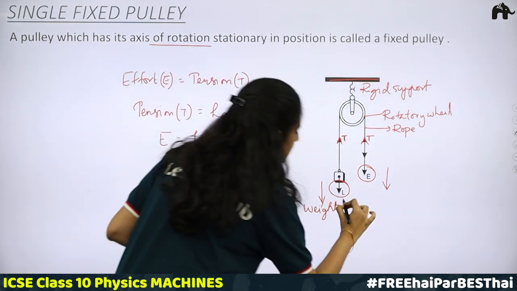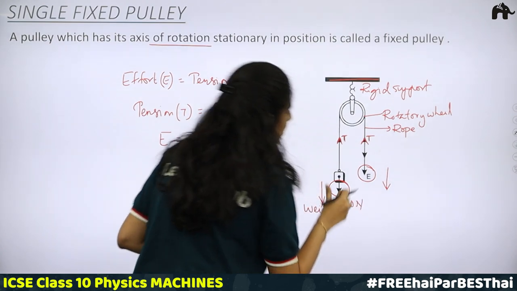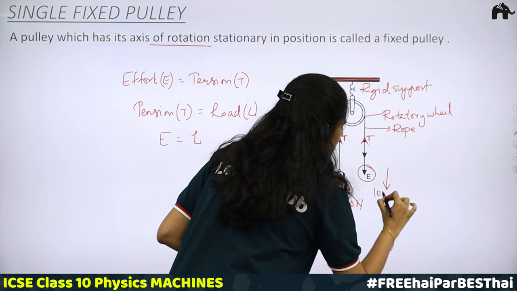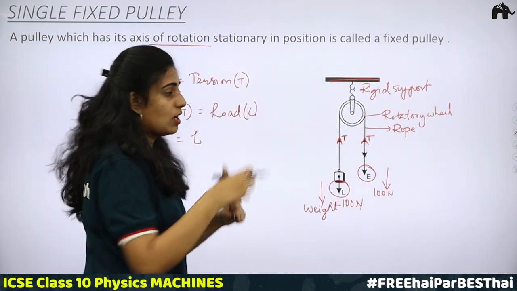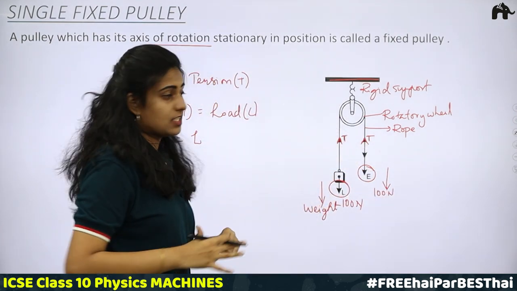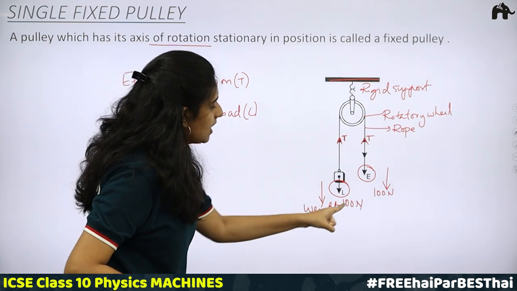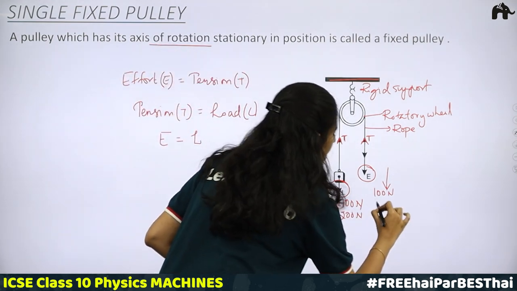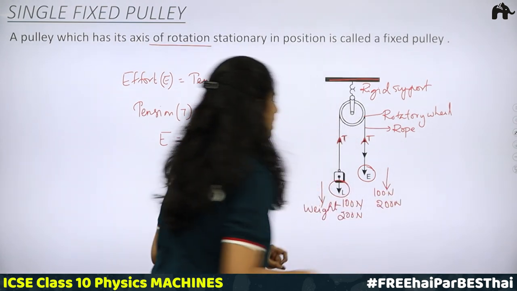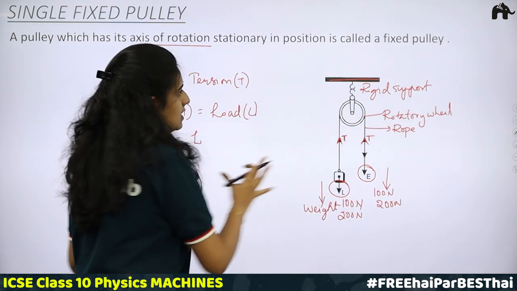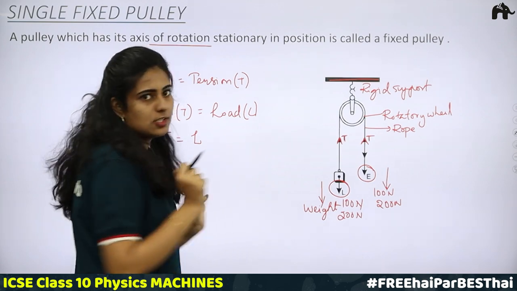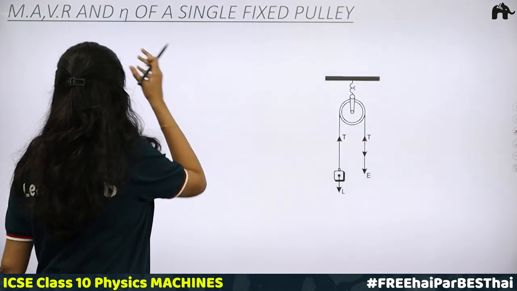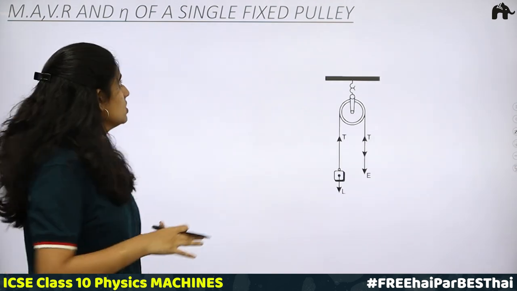Clear? If you have to lift a 100 Newton load, you will have to apply a force of 100 Newton in this system. When you apply 100 Newton force as the effort, you can lift a 100 Newton load. If it is 200 Newton, you will have to apply a force of 200 Newton. So, this is the system. Understood?